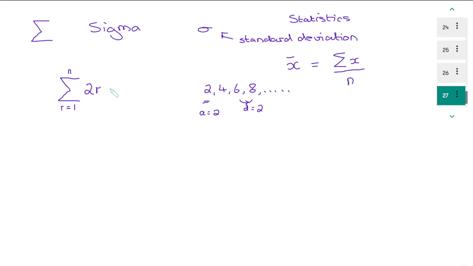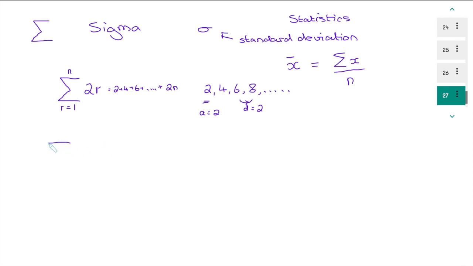So what that means is we're going to add up what we've got here: 2 plus 4 plus 6 plus all the way up to the nth term. So we put r equals n in here, and the last term will be 2n. Okay, so that is all this means. It's a shorthand way for saying add up all the terms like this, and these are our start and end values. So let's have a little look at a couple of examples.